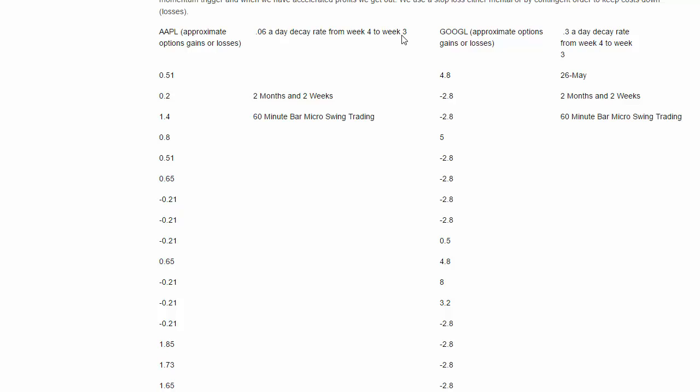So we have a 0.06 decay rate. Okay, and all we do is take that decay for the week and divide by 7. So you can get a picture.